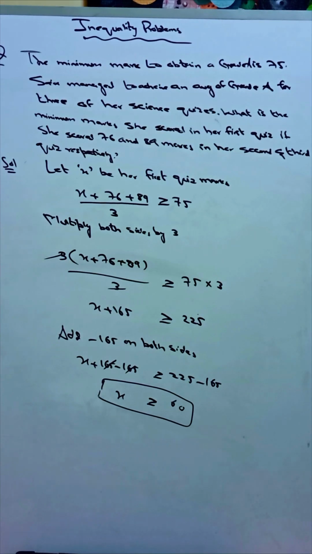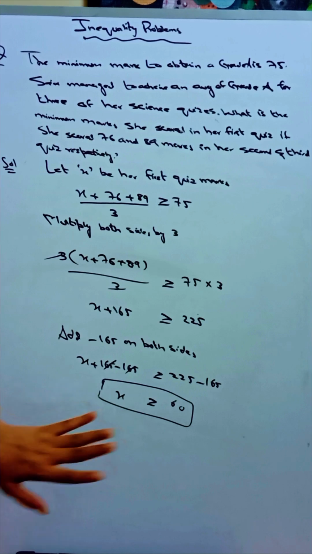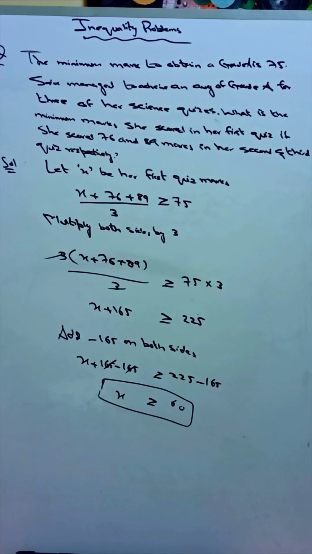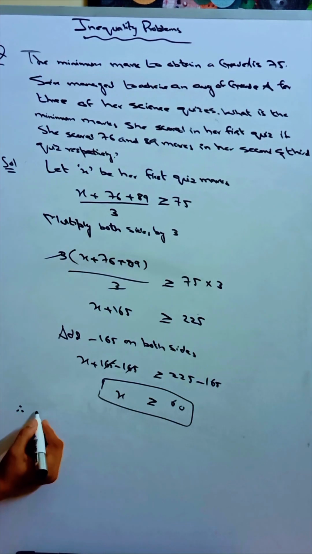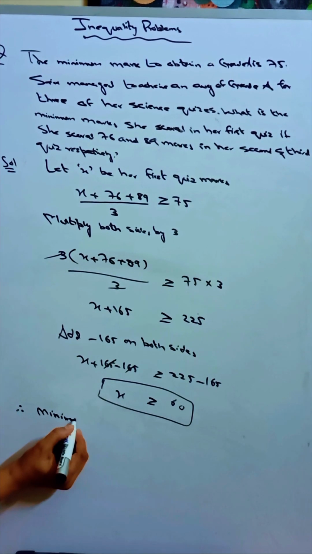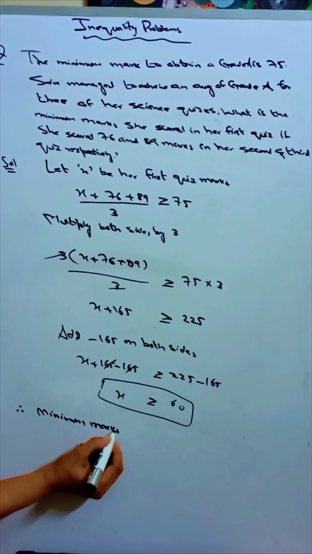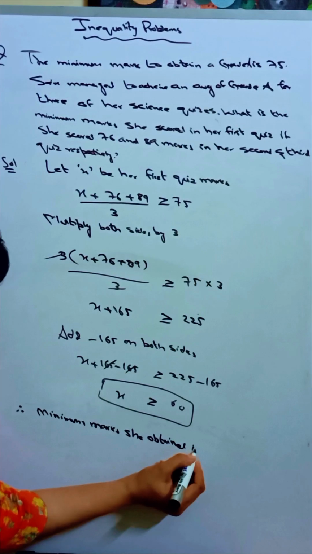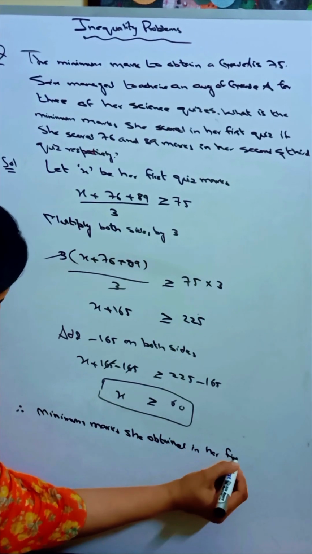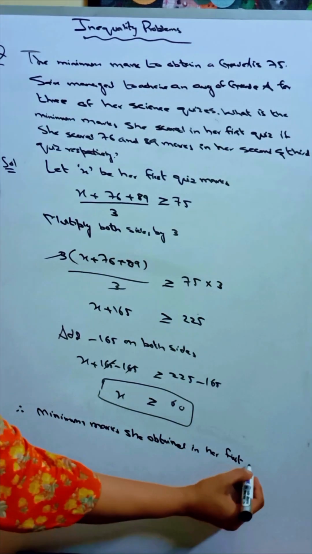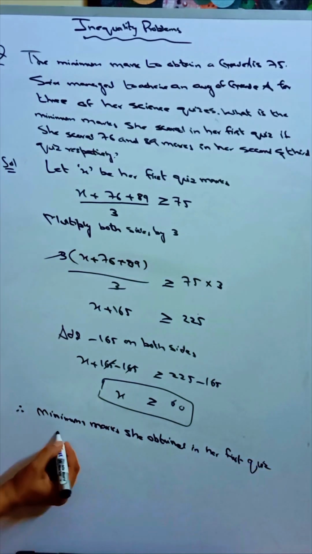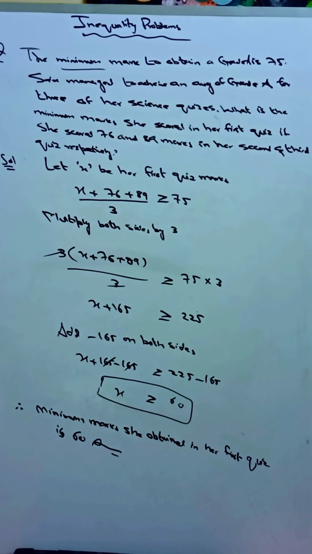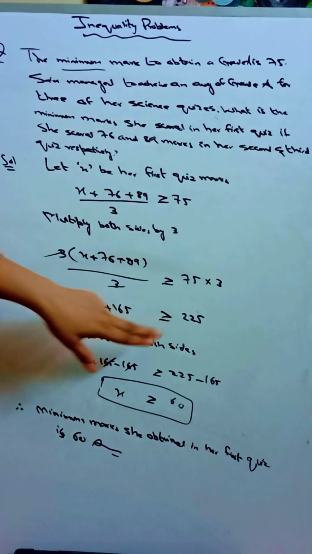Minimum mark to obtain a grade A is 75. So the answer is 60. So what will we write? Minimum marks you obtain in first. This symbol means therefore. Therefore, minimum marks she obtained in her first quiz is 60. Remember one thing, we use this sign for minimum.